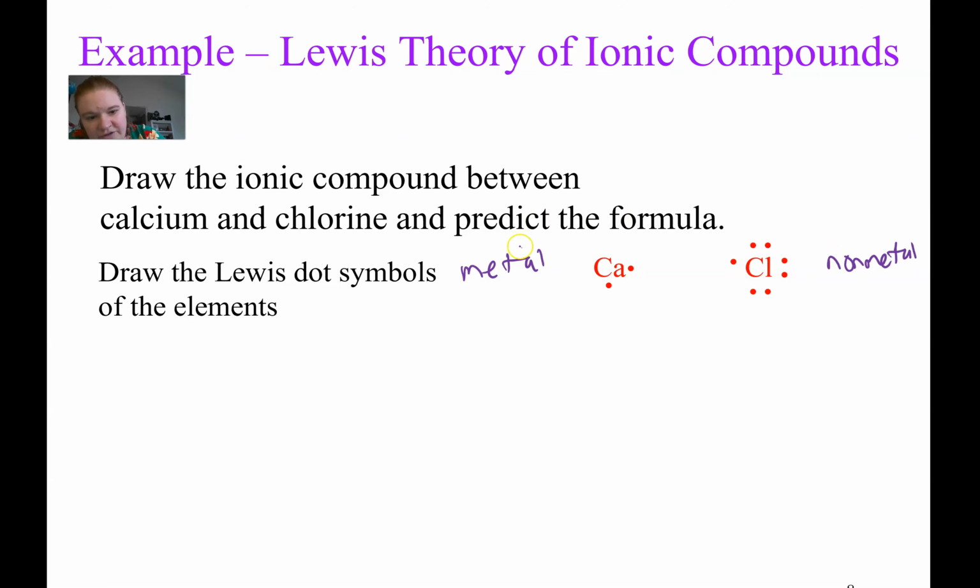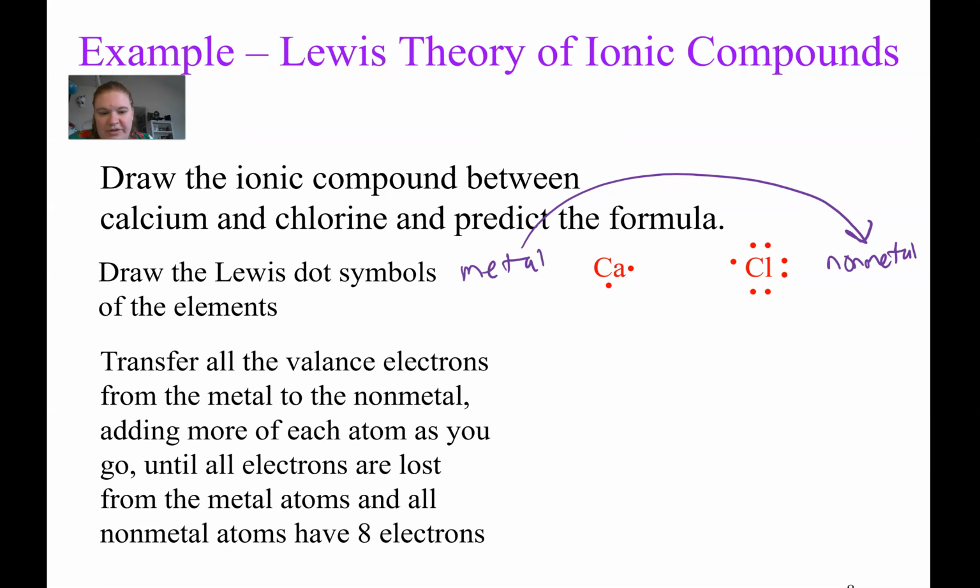So I know that the electrons are going to go in this direction. I'm going to transfer my electrons from the calcium to the chlorine. And just by looking at it, we know calcium needs to get rid of two electrons and chlorine wants to gain one electron. So we start by doing some transferring.